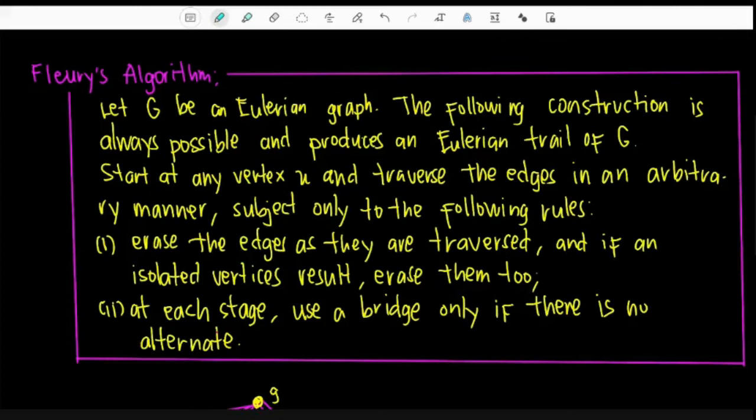So again, you can start at any vertex and then you can trace any edge arbitrarily at each stage. But you just need to follow the two criteria. Erase everything you have traversed. And every time you pass through an isolated vertex, meaning there is no more edge coming from that vertex, you can erase that as well. And then at each stage, you use a bridge only if necessary, if there is really nothing else to pass through except that bridge. So always, the bridge is the last resort.